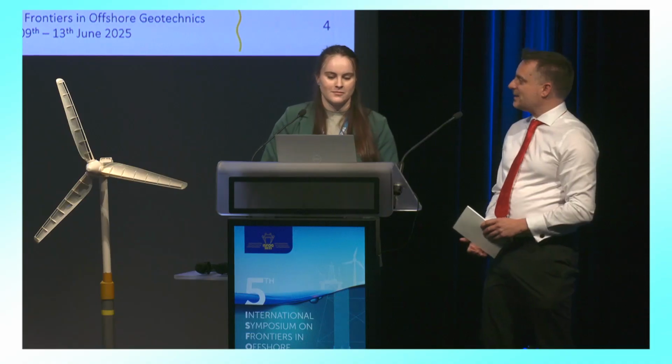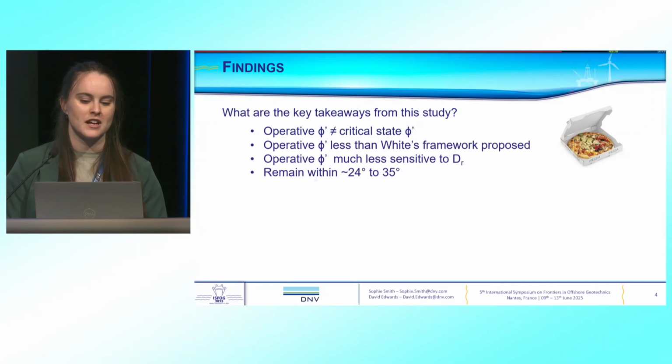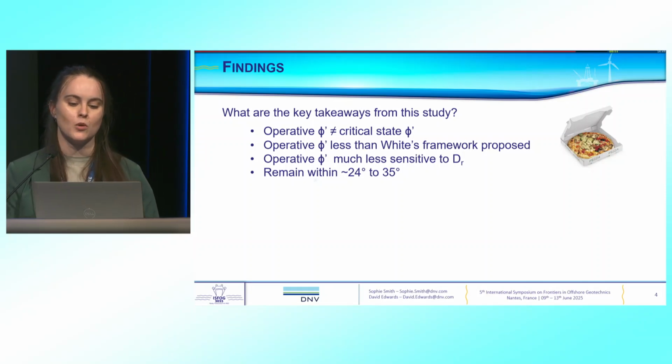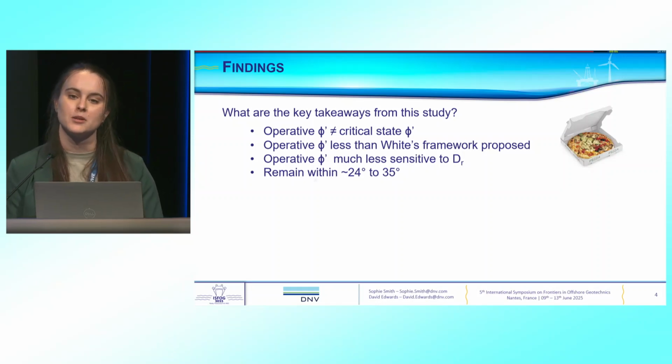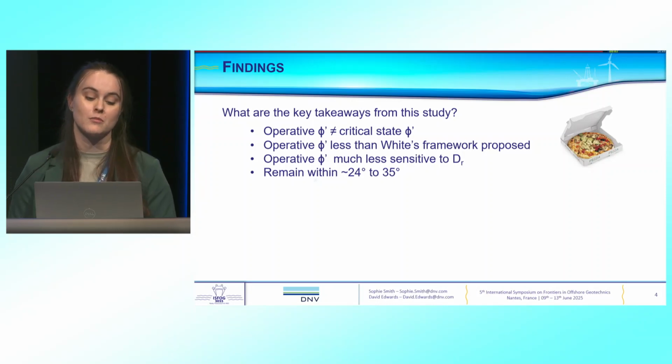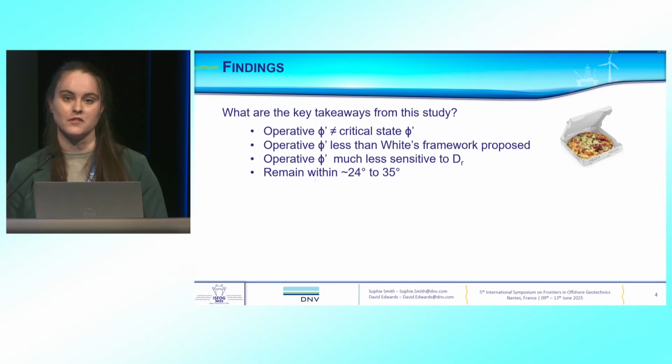So what are the key takeaways from this study? Well, we found that the operative friction angle is definitely not critical state. In fact, it was typically less than the critical state friction angle. It's also less than what White's framework proposed, perhaps due to the little baby spud cans he was modeling with. It's also much less sensitive to relative density than what practitioners will typically assume in assessments. And generally, for practitioners, we would recommend they remain within 24 to 35 degrees.